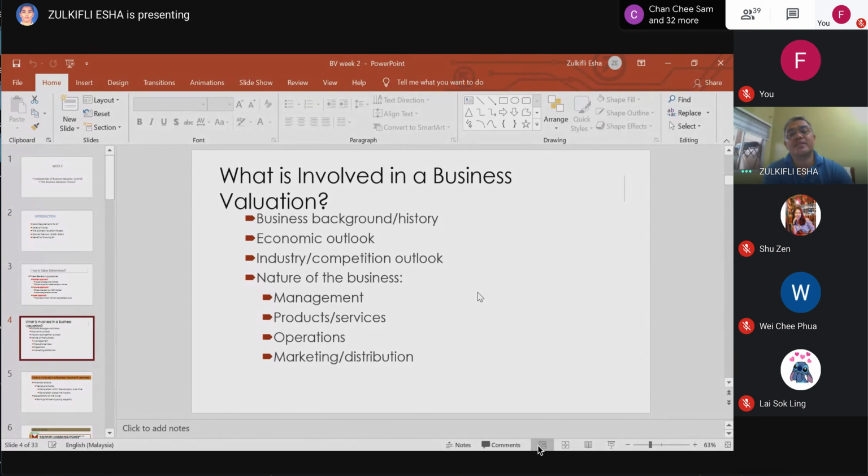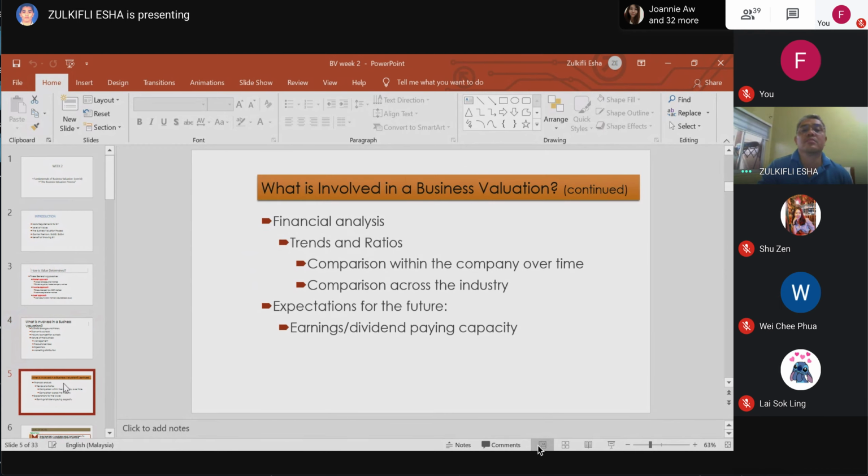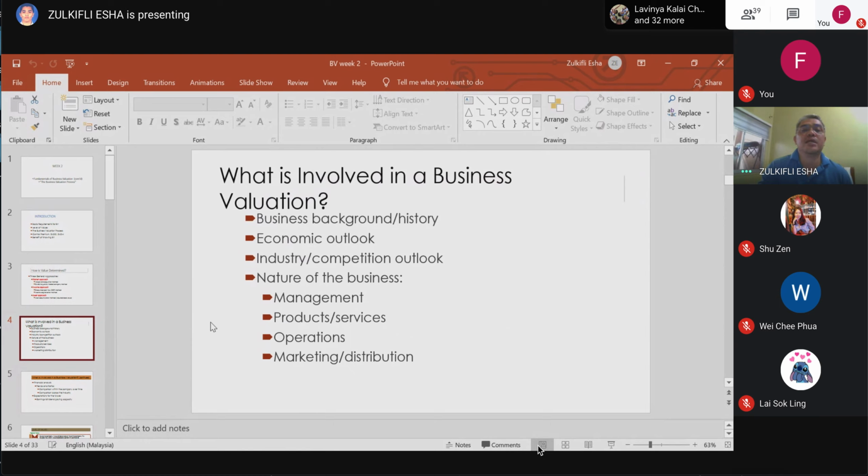The other information that you need to know about the business that you are going to value is the product or services offered by the company. What are the types of product or services offered by the company? How does the company's operation look like? What are their marketing or distribution strategy or approaches? So basically this is the main step that you need to go through, and the type of information that you need to gather before you can value any company or any business.